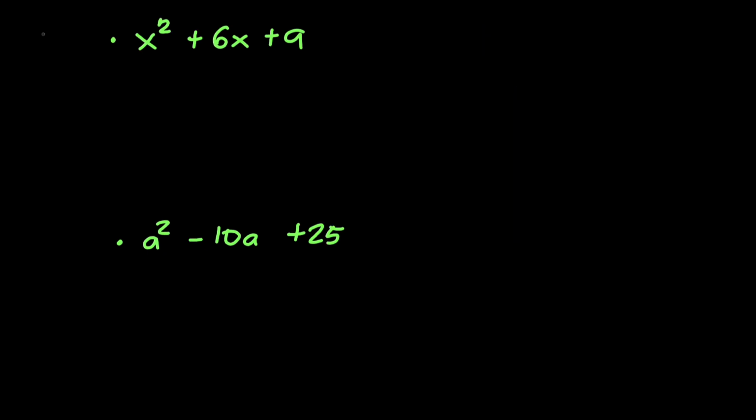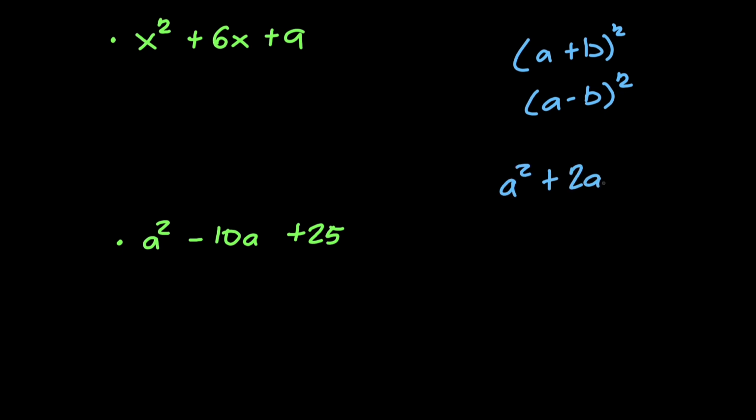Now, let's talk about perfect square trinomials. These are the special trinomials that come from squaring a binomial. In other words, they take the form (a + b) raised to the power of 2 or (a - b) raised to the power of 2. This comes from the form a squared plus 2ab plus b squared, or a squared minus 2ab plus b squared.